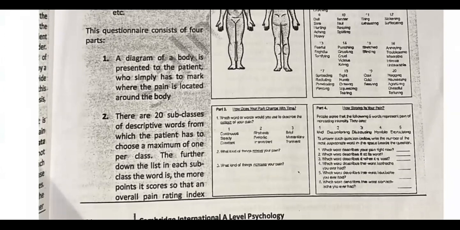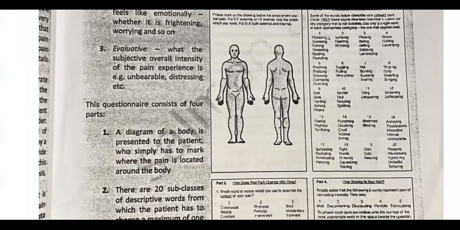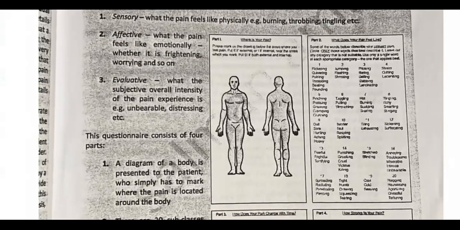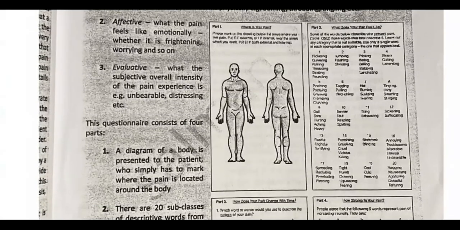That's the first step. Then the second step is there are 20 subclasses of descriptive words from which the patient has to choose a maximum of one per class. The further down the list in each subclass the word is, the more points it scores. So basically, they have developed these classes, and within these classes you have to choose a maximum of one per class. So they have 20 classes, and you choose a maximum of one per class in order to make the intensity of your pain understandable.